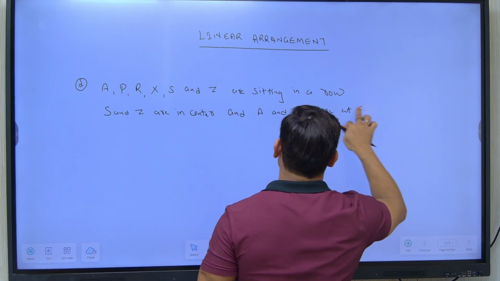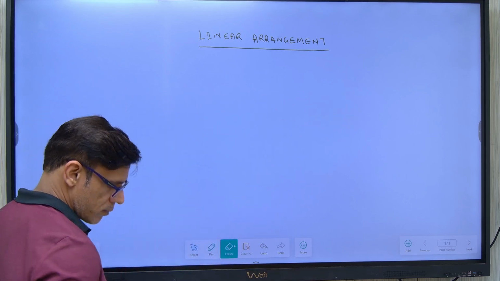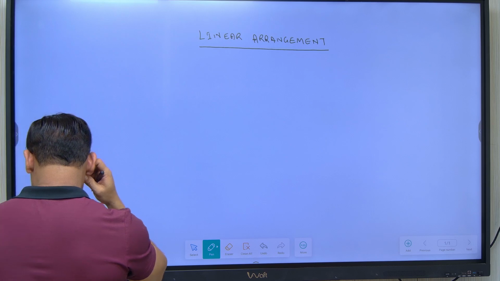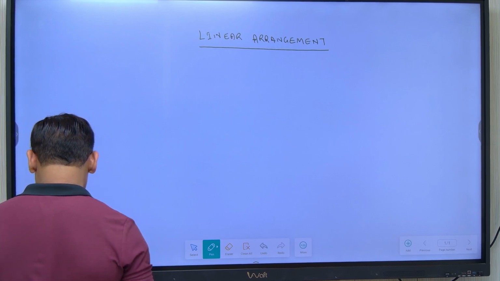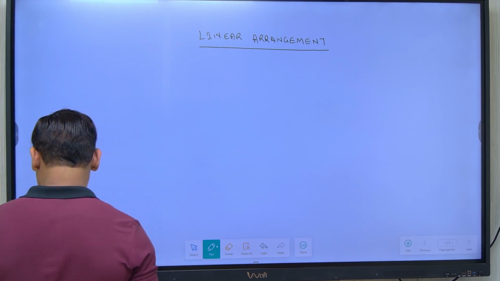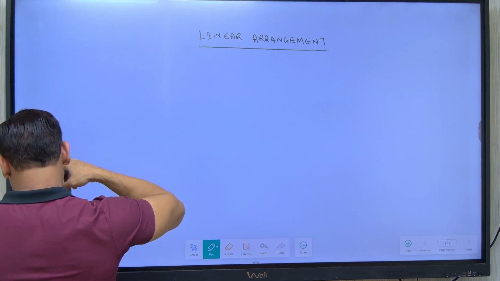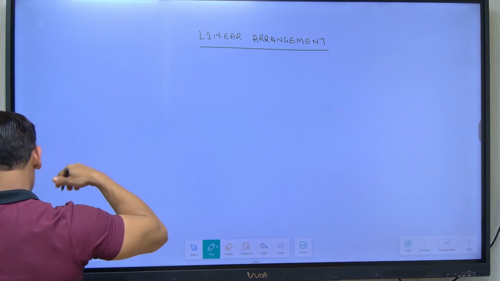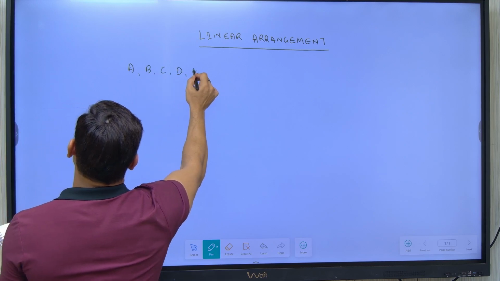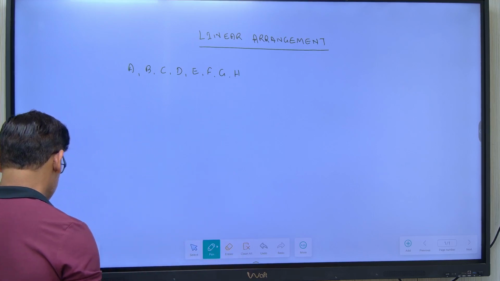Now, third question we have. Okay. Now, this is another question which has appeared in one of the exams. And this is all about height, right? It is given that there are 8 students: A, B, C, D, E, F, G, and H. There are 8 students, each having different height.